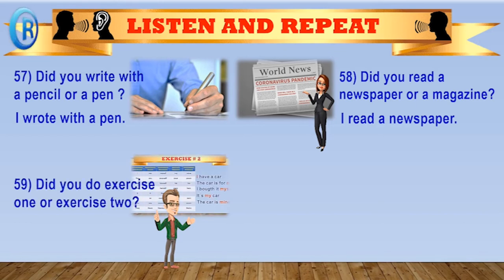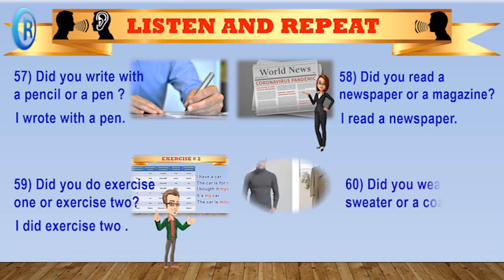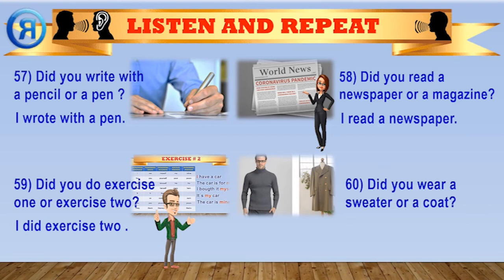59. Did you do exercise 1 or exercise 2? I did exercise 2. Did you do exercise 1 or exercise 2? I did exercise 2. 60. Did you wear a sweater or a coat? I wore a sweater. Did you wear a sweater or a coat? I wore a sweater.